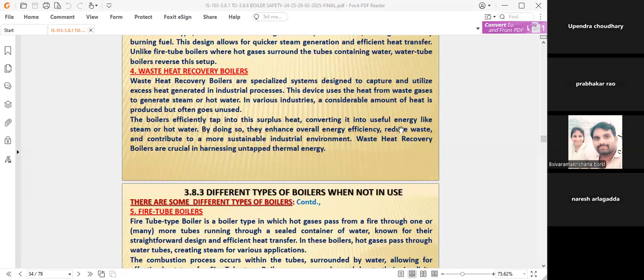Because instead of the waste occupying the land, you are burning it in the furnace. That heat is utilized for heating cold water to hot water to steam like this. Therefore, waste heat recovery saves the land from contamination with industrial waste. The waste heat recovery boilers are crucial in harnessing untapped thermal energy. That means thermal energy is tapped without being wasted to the environment. That is the advantage of waste heat recovery.